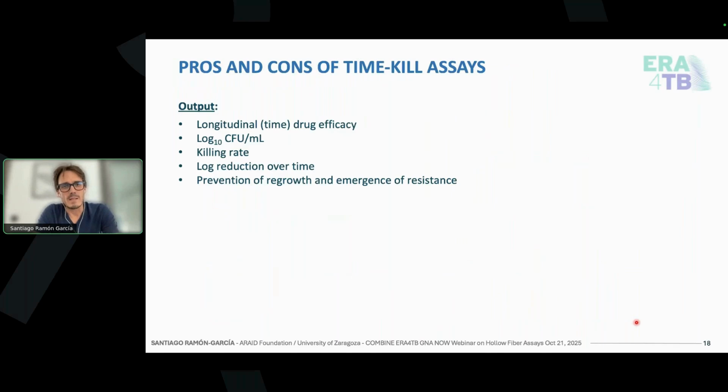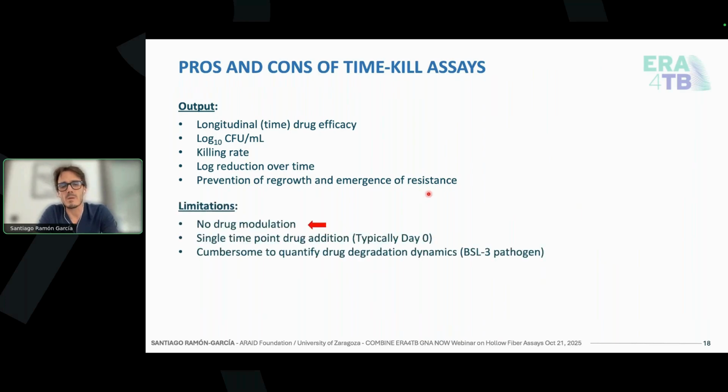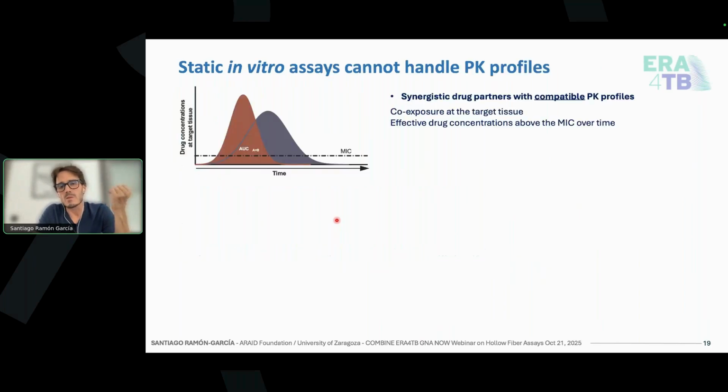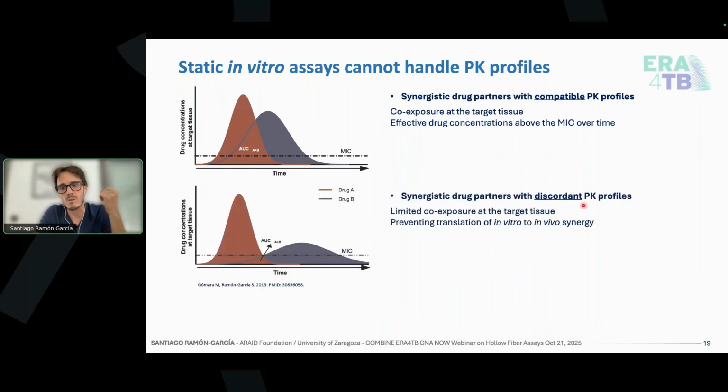So as I said, time kill assays give us longitudinal information. We get information on killing rates, and also on regrowth or resistance. But there is a big problem, as Professor Shampa has mentioned: we cannot modulate the drug concentrations. We add the drug at day 0 and that's it. This is a problem because we can identify synergistic partners that have similar PK profiles, so the synergy we identified by checkerboards or time kill assays in theory could be maintained. But if we identify synergistic partners with discordant PK profiles, this is not going to be translated into the clinic.